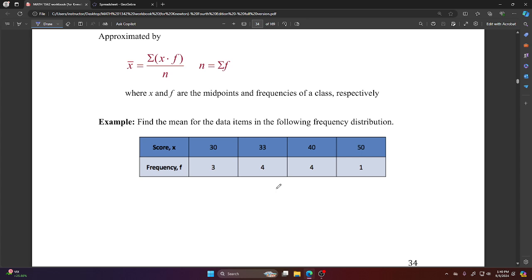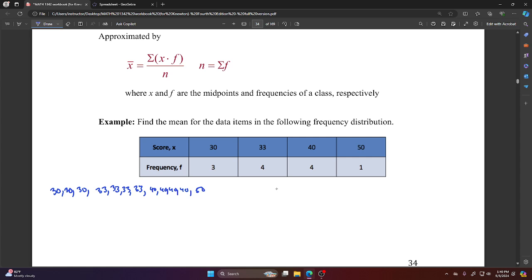So if I were to start to write this out manually, I'd have 30, 30, 30, and then 33, 33, 33, 33. 40s, I got 4 of them: 40, 40, 40, 40. And then I got 150. Then I can find the average by adding them all up and dividing by however many we got. But this is silly, isn't it?